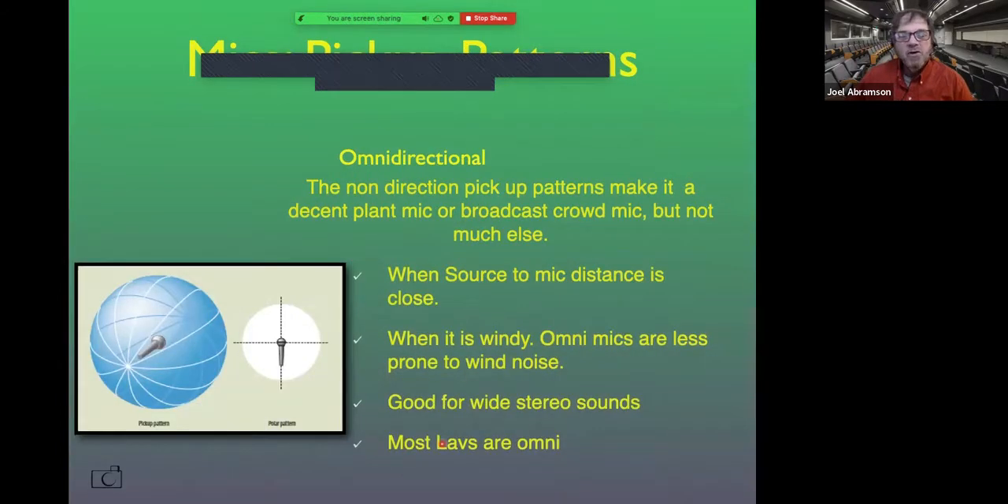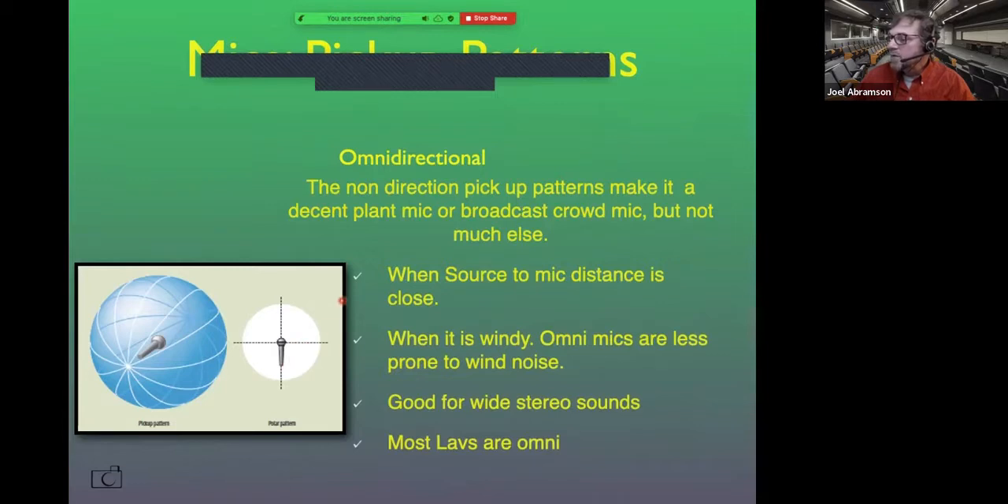So we can also classify microphones by their pickup patterns. Okay, so we'll classify them by pickup patterns first, and then we'll classify them by their construction. So we have omnidirectional microphones. And that means that it's a non-directional pickup pattern. It can pick up sound from all around the microphone, no matter where the sound comes in, even from what looks like the back of the microphone. It will pick up sound from the back of the microphone.